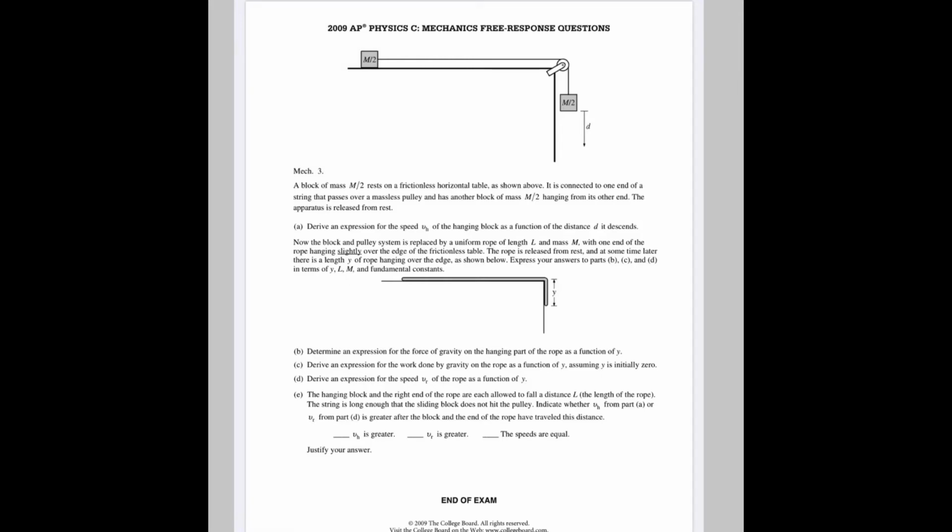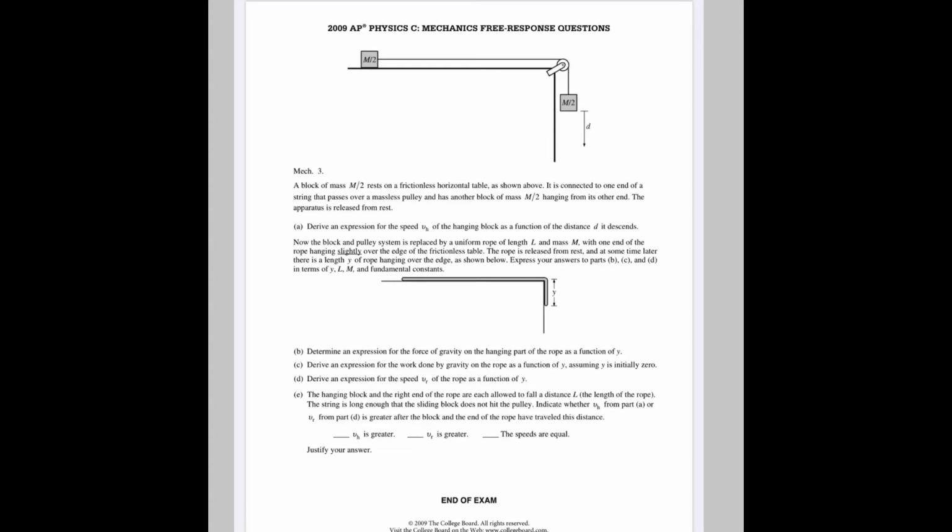Hey everybody, here is FRQ number 3 from 2009. In this situation, we've got two blocks attached by a string over a pulley. That pulley is massless, and both of these blocks have a mass of m over 2. They start from rest and then they're released.